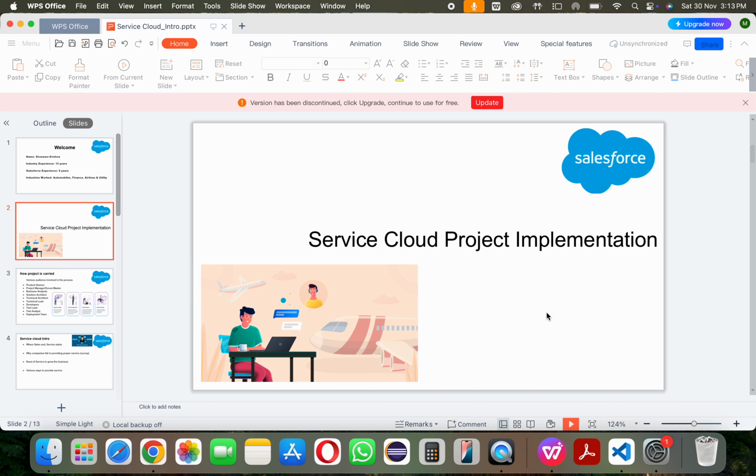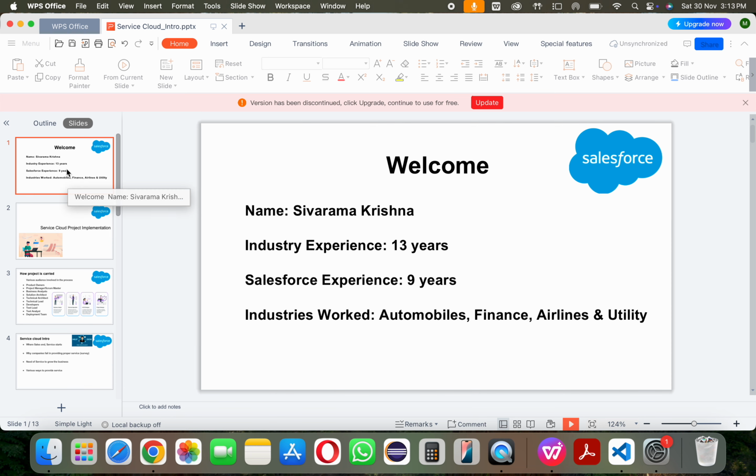Before jumping into the actual demo session on this Service Cloud project implementation, let me introduce myself. I am Sivaramakrishna and I hold 13 years of industry experience, out of which 9 years of Salesforce experience. I've majorly worked in industries like automobiles, finance, airlines, and utilities. And during these 9 years, of course, I was into Service Cloud implementation for most of my time.